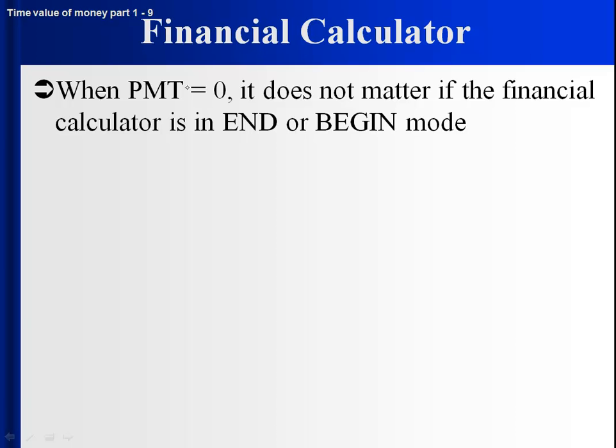When the payment is equal to 0, meaning we're looking at a situation where we don't have these regular interim fixed cash flows, it doesn't matter what mode we're in. There are 2 modes, end and begin, and we're going to talk about those later in the course. When payment is not equal to 0, the mode has an effect because it tells the calculator when those payments start. But if payment is 0, so there's no regular payment, then it doesn't matter whether we're in end or begin mode. The calculator will work with PV and FV the same way in either mode.